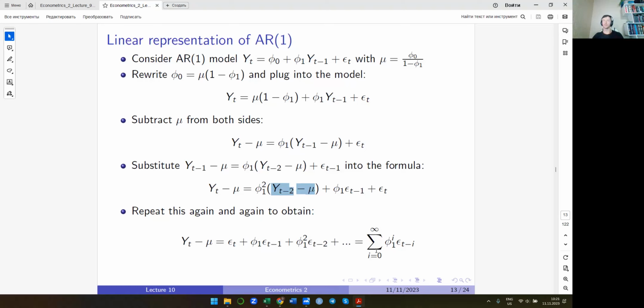Finally we have an infinite sum of phi1 to the power of i times epsilon t minus i, which is what? So this difference, again, sorry for the typo, this must be yt minus mu, is a linear function of epsilons. Therefore, the AR1 model is a linear model.